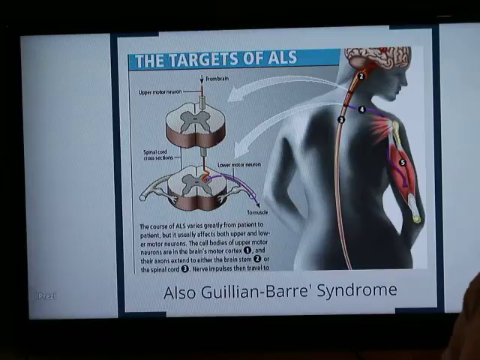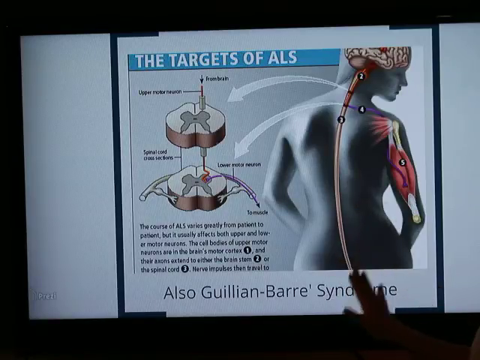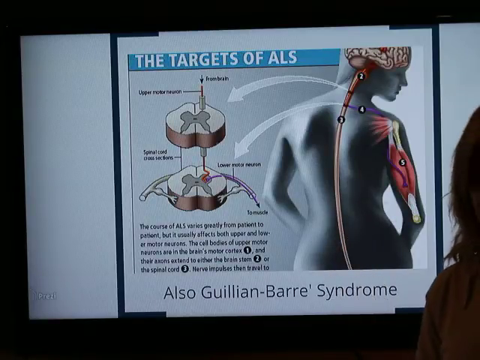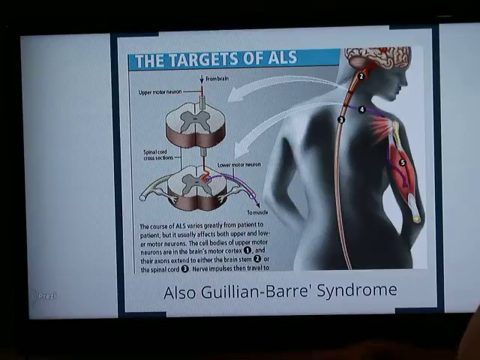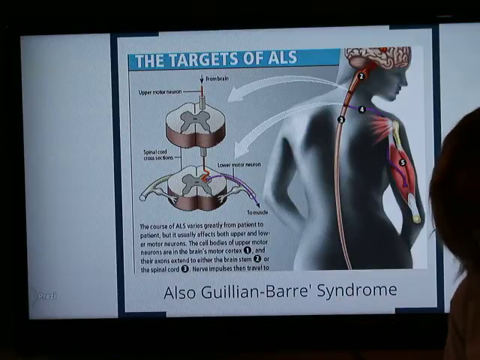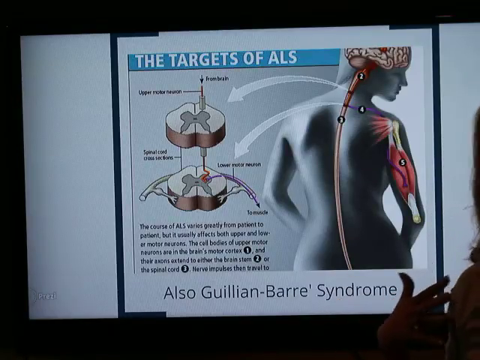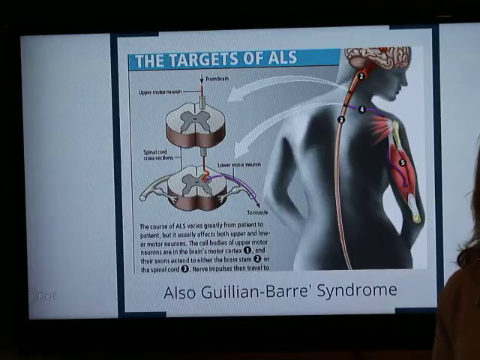So that's Guillain-Barré. But ALS is very, very similar to Guillain-Barré. The only difference is it's not reversible. So it'll start in the feet and it'll work its way up. It is a horrible, horrible, horrible disease. It's also called Lou Gehrig's disease.